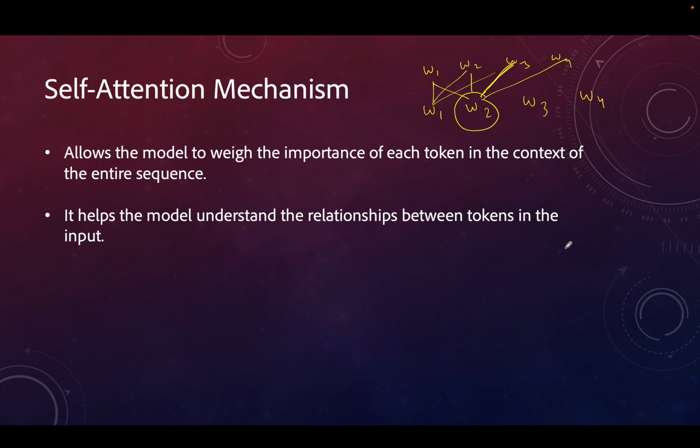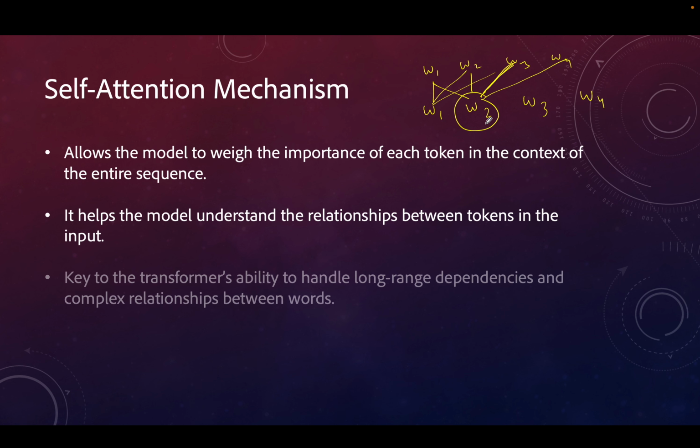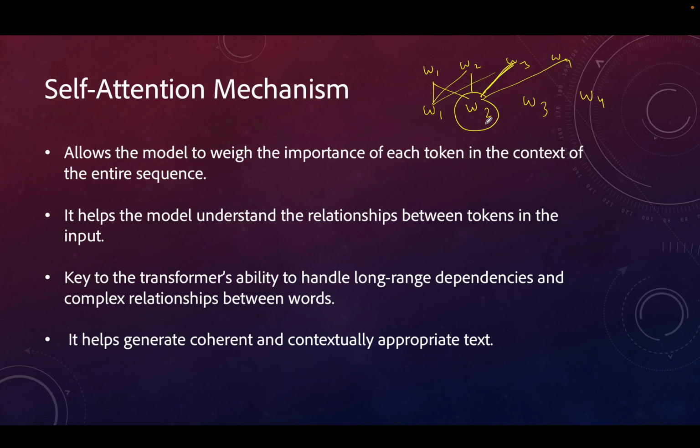So it helps the model to understand the relationships between the tokens in the input. And it is key to transformers' ability to handle long-range dependencies and complex relationships between words, and we will see how that works. It also helps to generate coherent and contextually appropriate text, since the understanding of the context in which a given word in the sequence is used is significantly better due to this self-attention mechanism.